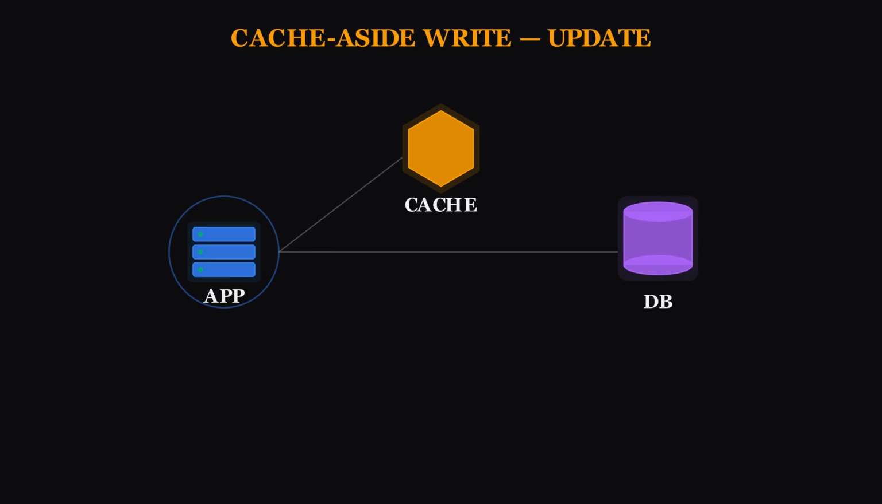Variant 2, update on write, same first 2 steps. Application updates the database, gets the ACK, but instead of deleting the cache key, it sets the cache key to the new value directly. Looks safer, right? The cache is fresh immediately. It isn't. This shape is more vulnerable to read, modify, write races. 2 writers can interleave their database commit and their cache set, and the cache ends up with the loser's value while the database holds the winner's.